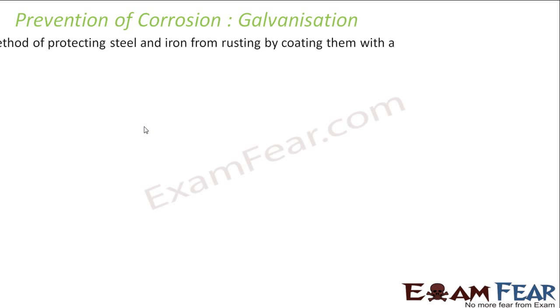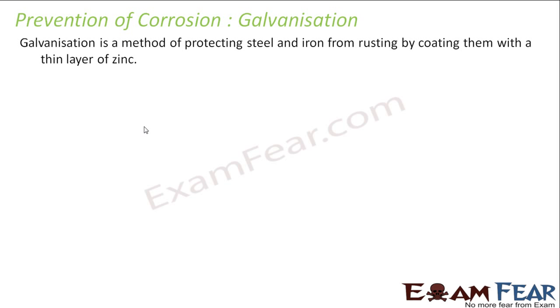So first thing is galvanization. Galvanization is the method of protecting steel and iron from rusting by coating them with a thin layer of zinc. And I'll tell you, it's a very critical thing. Why do we coat with a layer of zinc? Why don't we use paint?